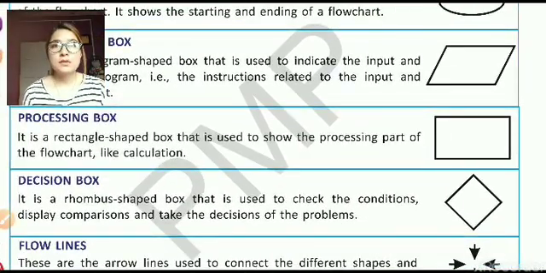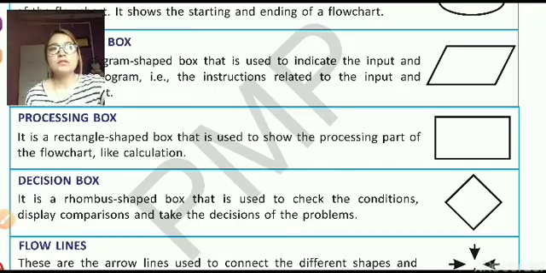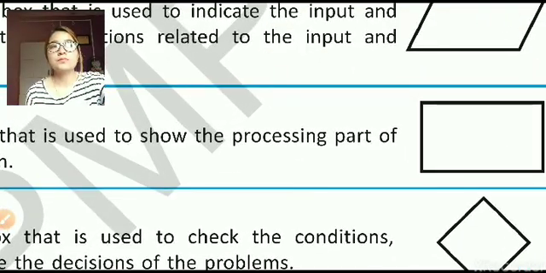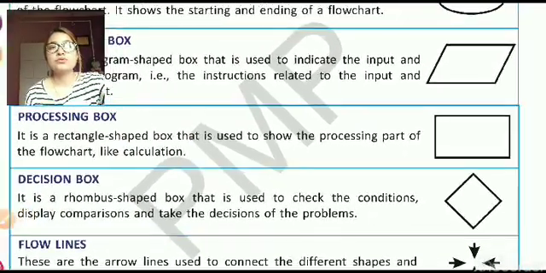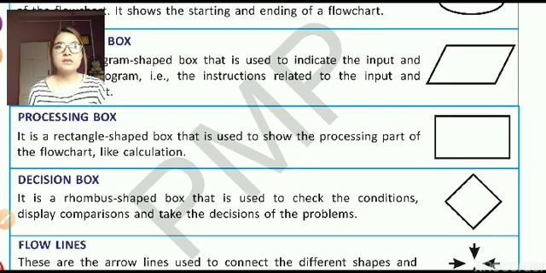Next is the processing box. It is a rectangular box that is used to show the processing part of the flowchart, like calculation. You can see here it's a simple rectangular box. This is used to show processing. Now when I say 2 plus 2, it has to be processed using the plus operator, the addition sign. That process has to be shown inside this processing box.